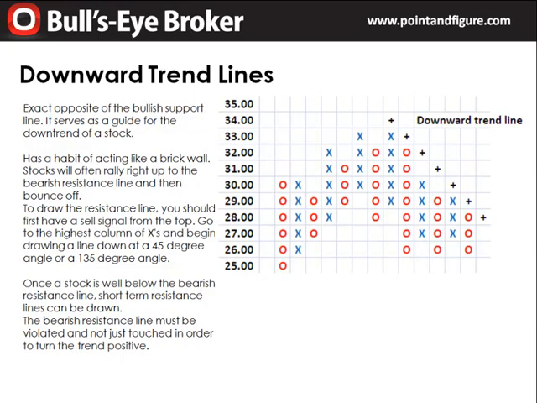To draw a resistance line, you should first have a sell signal from the top, go to the highest column of X's, and begin drawing a line down at a 45-degree angle or a 135-degree angle. Once a stock is well below the bearish resistance line, a short-term resistance line can be drawn. The bearish resistance line must be violated and not just touched in order to turn to a positive trend line.